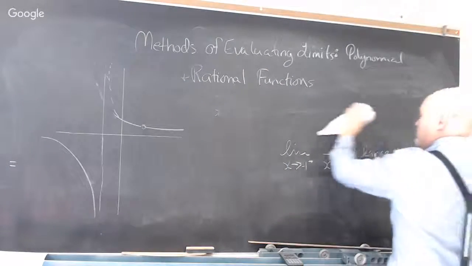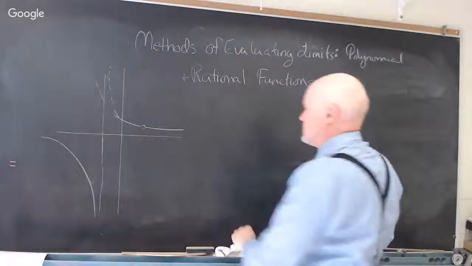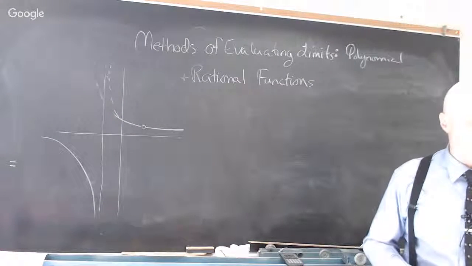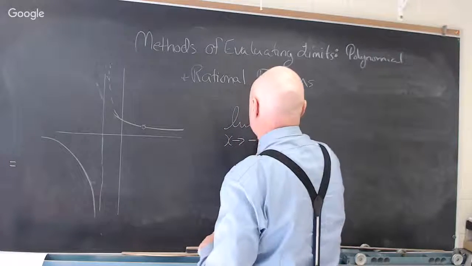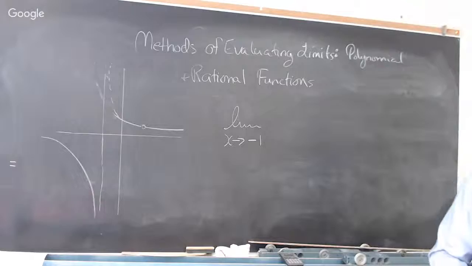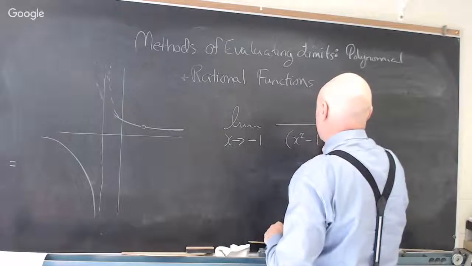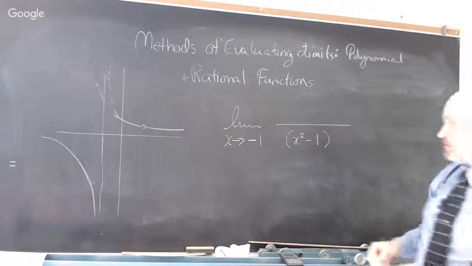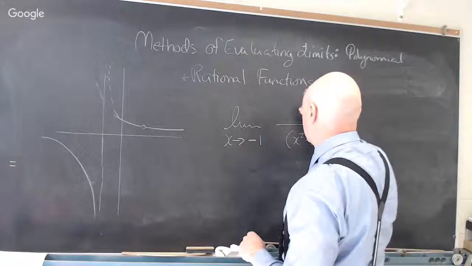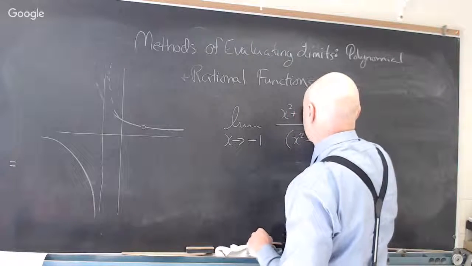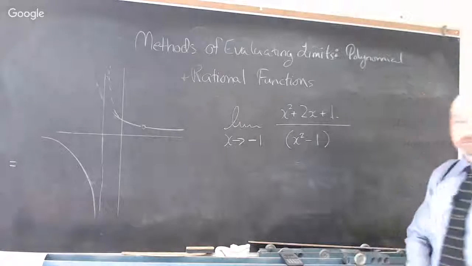Okay, let's look at an example where we can factor the top and the bottom. Limit as x approaches -1, x squared minus 1, and let's do... there we go. So super simple.